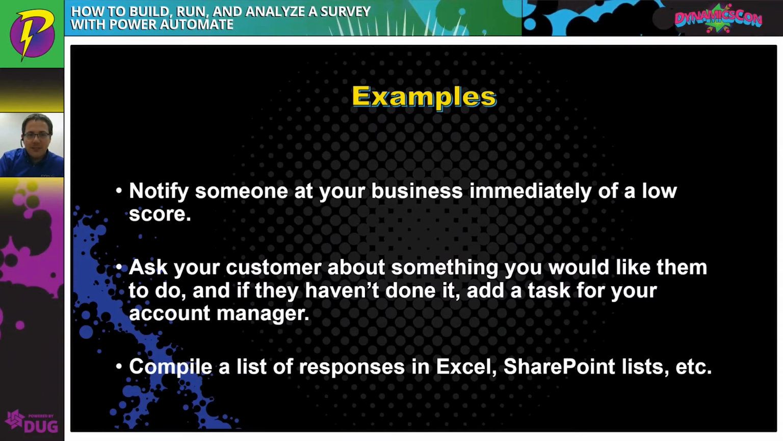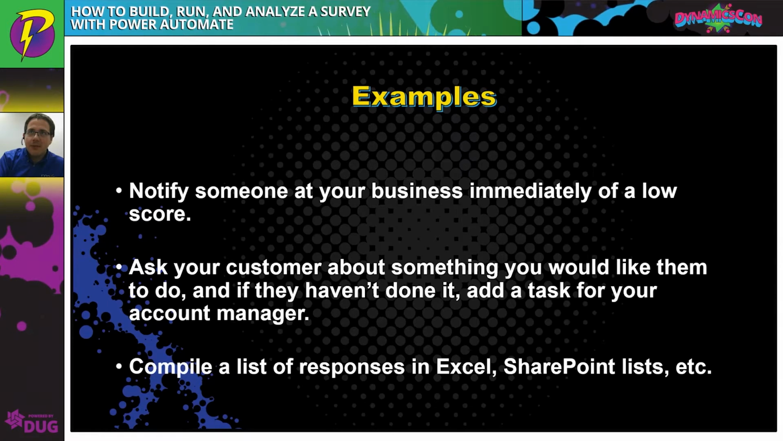So as you can see, I've got just a couple examples. Notifying someone immediately of a low score. You can ask customers about something you would like them to do, and if they haven't done it, add a task for your account manager. So the example would be, have you scheduled a quarterly business review? You could have that as a question in your survey, and if the answer is no, then you can tell the account manager to get that scheduled, essentially automatically.